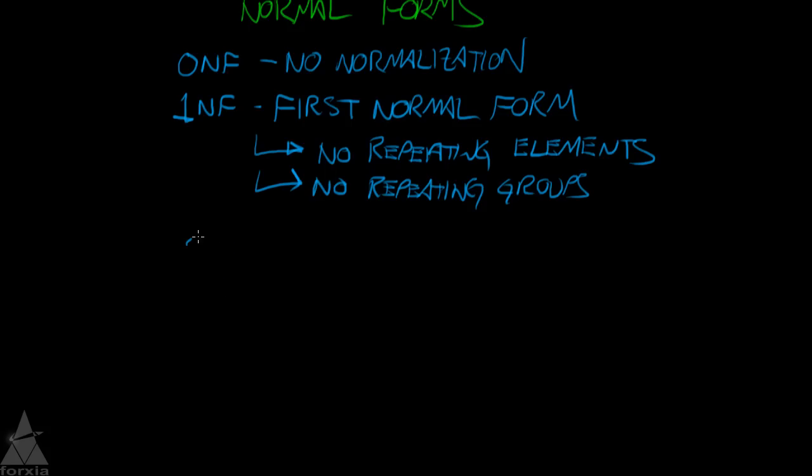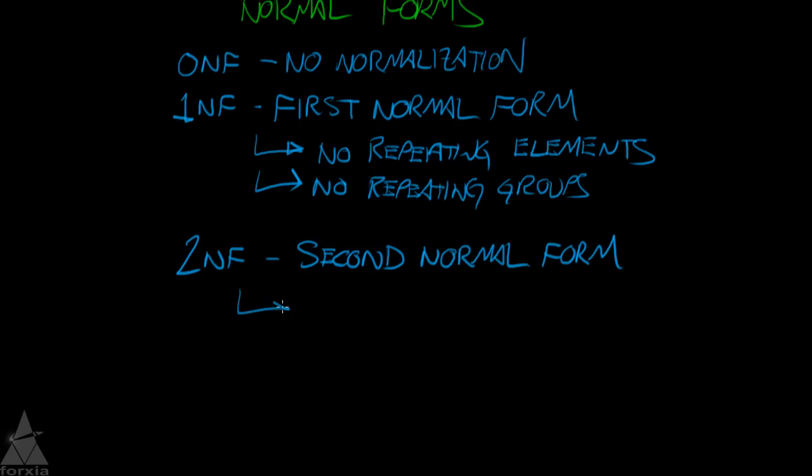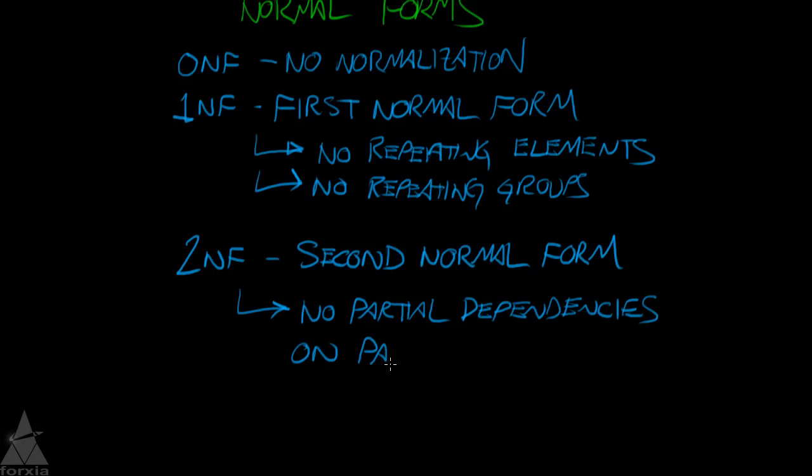Let's write that as 2NF, second normal form. So we'll call that second normal form. And what is the rule of second normal form? So that is no partial dependencies on part of the primary key.